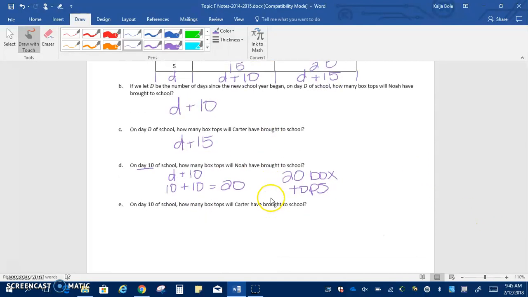All right, and then the last one, E, on day 10 of school, how many box tops will Carter have brought to school? So Carter's expression is D plus 15, and it's day 10, so that means 10 goes in for D plus 15, and this equals 25, so our answer would be 25 box tops.